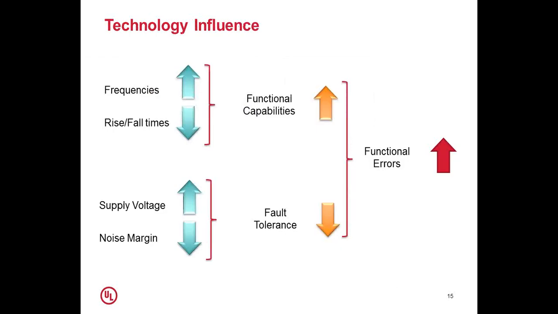This is a continuation of the previous one. The frequencies are going high, the rise and fall times are coming down in the clock. We can see that very clearly when the processors were as good as 386 and 486, and today we have i5s and i7s, but the frequencies have gone high and the rise and fall times have come down. The supply voltage variations have gone high, and the noise margins have come down. Functional capabilities have increased, whereas tolerance to fault is reduced, and hence functional errors are increasing.